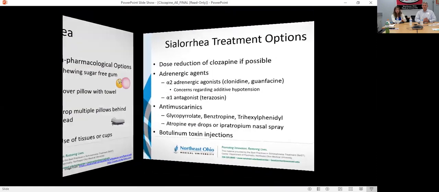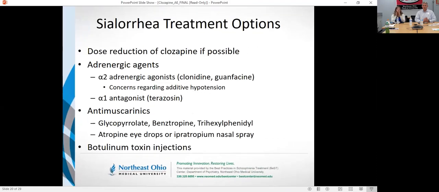For other treatment options, dose reduction of the clozapine in some cases has been found to be beneficial, but in most cases we do look at adding other treatment options. Potential options include the alpha-2 adrenergic agonists, things like clonidine and guanfacine. They have been found to be effective, although there is a concern of additive hypotension. So from a tolerability standpoint, if the patient already has a lower blood pressure, we may want to stay away from those agents.